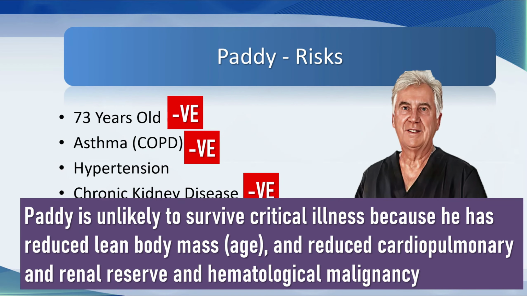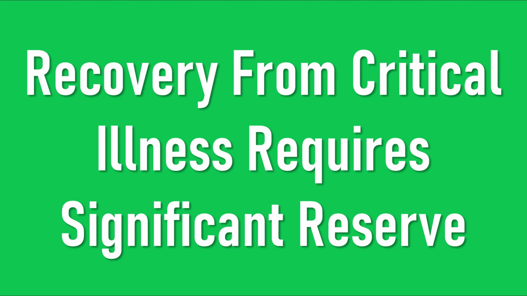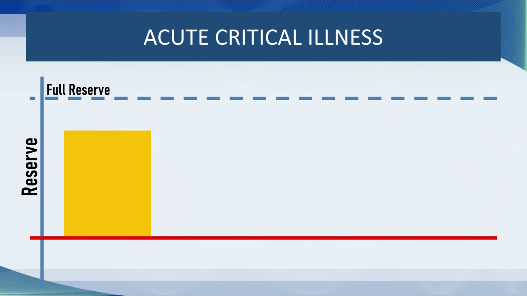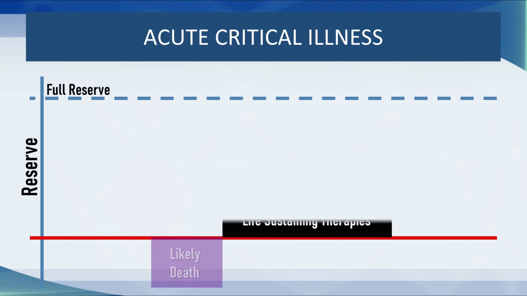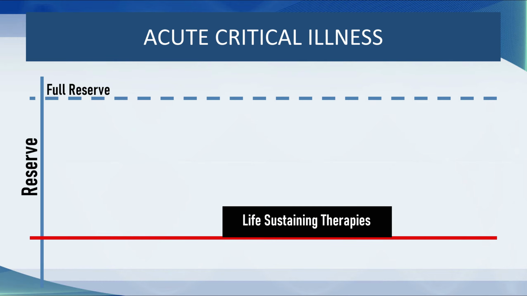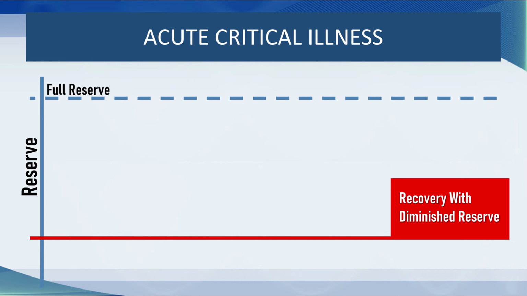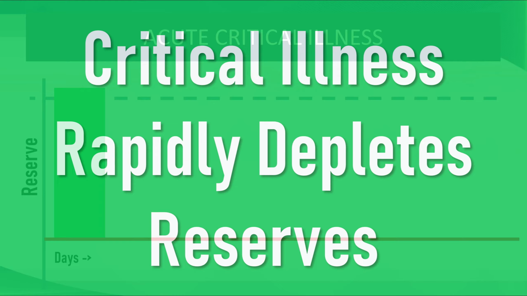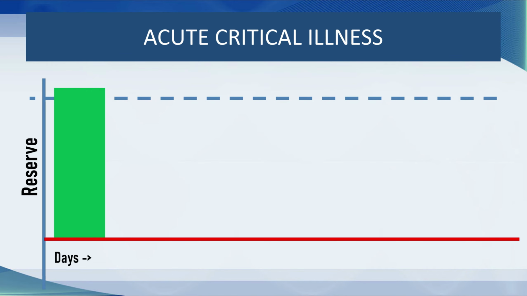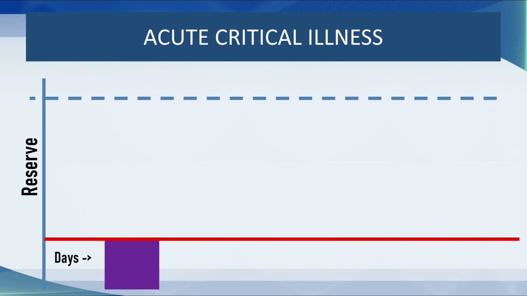Recovery from critical illness requires significant reserve. So if a patient starts off with lower reserve and they become critically ill, well, that reserve gets wiped out and then death will ensue. We start life-sustaining therapies, that keeps the patient alive, and if they recover, it is with diminished reserve. I see critical illness as a state of accelerated aging. Critical illness rapidly depletes reserves. So a patient may start off like this on day one with plenty of reserve, big injury, and they end up in a situation after the first hit of requiring critical care.